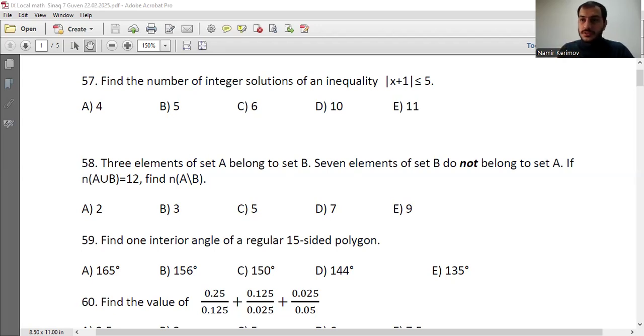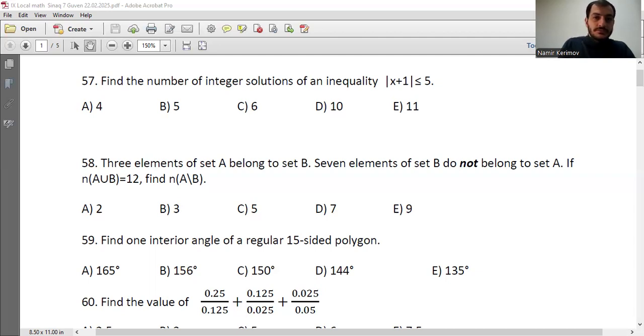So to solve that kind of inequality, we have to subtract 1 from all sides, which will be -6 < x < 4. And then we can say the solutions are -6, -5, so all the numbers till 4. So as you see, there are 11 numbers, and the question says find the number of integer solutions. That's why we say there are 11 integer solutions.